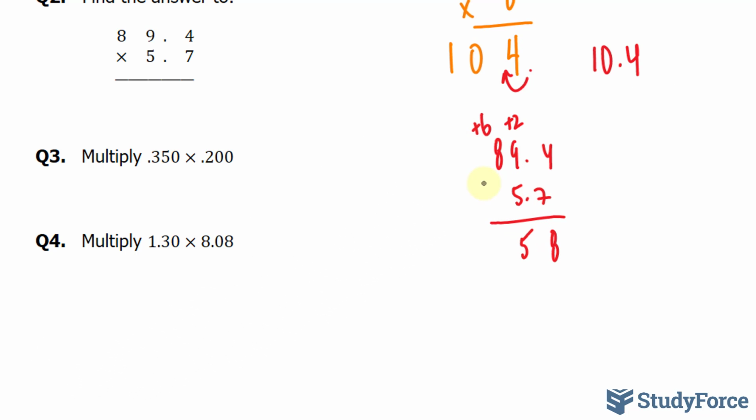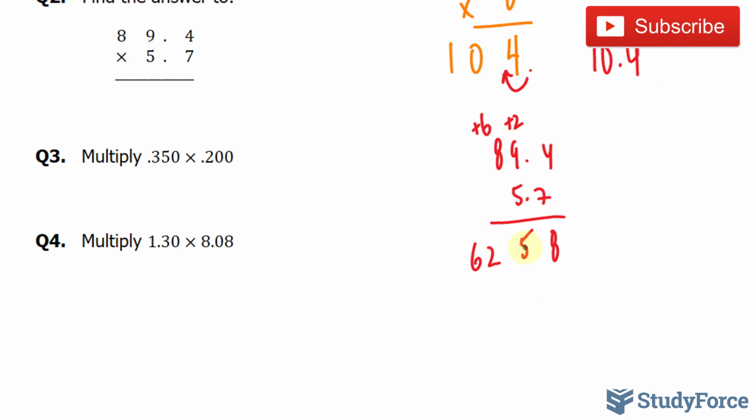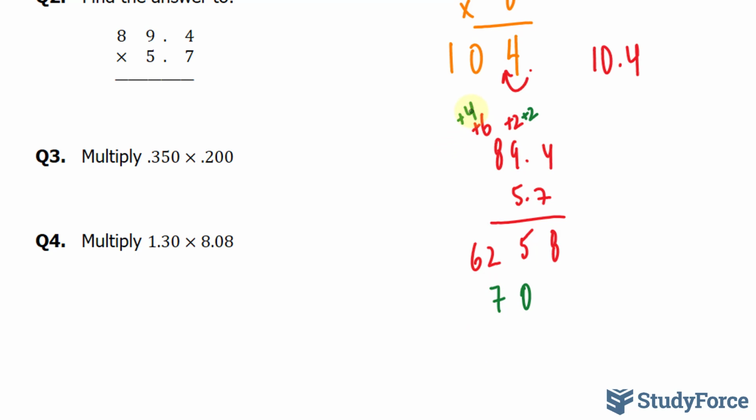Now we take 7 times 8. 7 times 8 is 56, plus 6 is 62. Now that we're finished with 7, we move on to 5. 5 times 4 is 20, and instead of writing the 0 underneath the 8, I'll write the 0 underneath the second digit. The plus 2 will serve as a reminder over here. 5 times 9 is 45, plus 2 is 47. 5 times 8 is 40, plus 4 is 44.